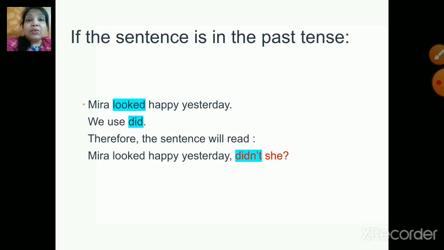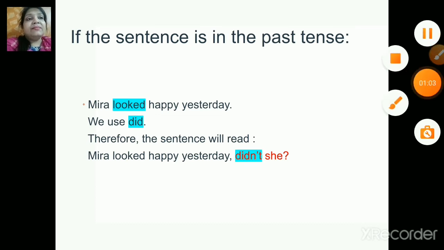Now, check this particular rule. Meera looked happy yesterday. So, we are talking about the past tense. Over here, we will be using did. Therefore, we read the sentence as Meera looked happy yesterday, didn't she? Positive statement, we changed it into a negative question tag, applying did. The reason is it's a past tense, right?